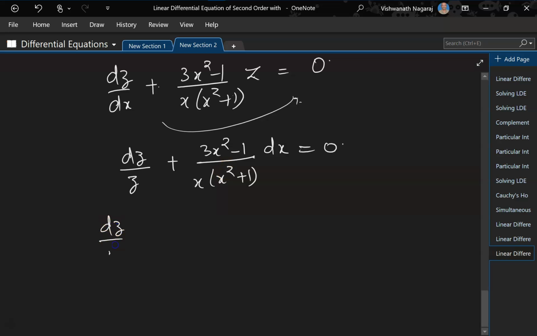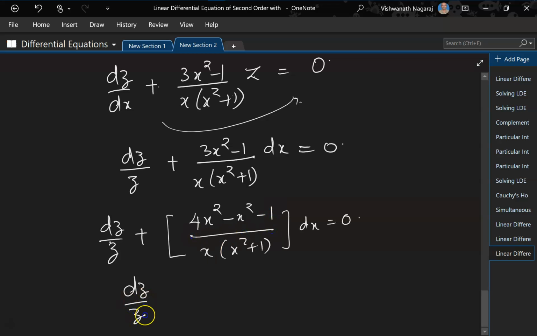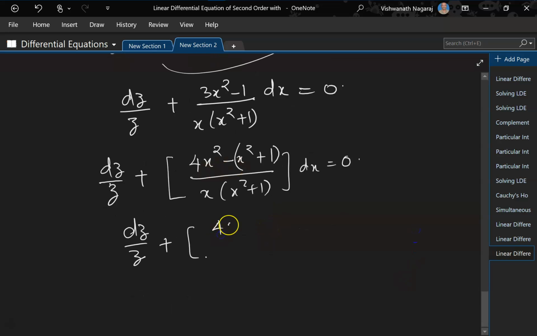So dz by z, plus, now remember partial fractions, we have to split it into partial fractions. For that we can write this 3x square as 4x square minus x square minus 1, right? Again, dz by z plus. Now, if you notice, this we can make it minus and take this into bracket. So now we can split it into two parts.